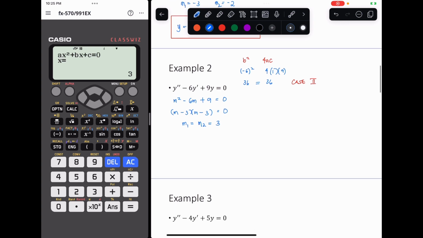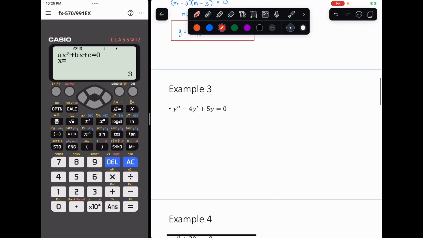So in writing our general solution, it would be C1 e raised to 3x, then plus C2 e raised to 3x as well. But to make this one linearly independent, we attach x there. That is to differentiate one root from the other. So our general solution would be C1 e raised to 3x plus C2 x e raised to 3x. And we enclose our final answer in the box. So that is our second example.